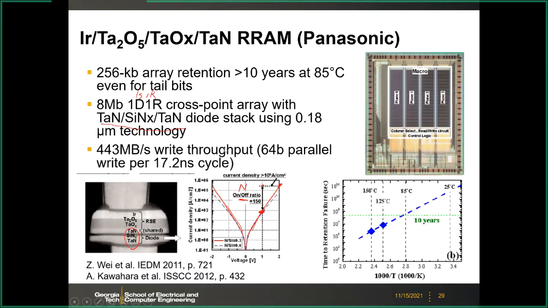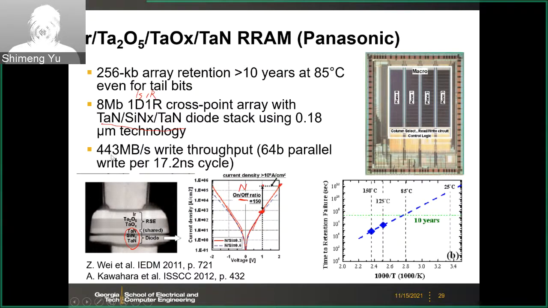At the chip level, they achieved more than 400 megabytes per second write throughput. Basically, they can write 64 bits in parallel, and each write cycle is 17 nanoseconds. This is tested at the chip level. They also did this 1/kT plot, and the extrapolated retention time can meet 10 years at 85 degrees C.